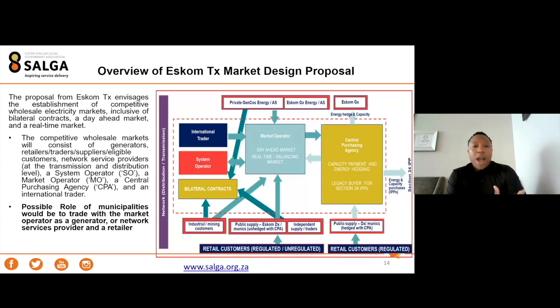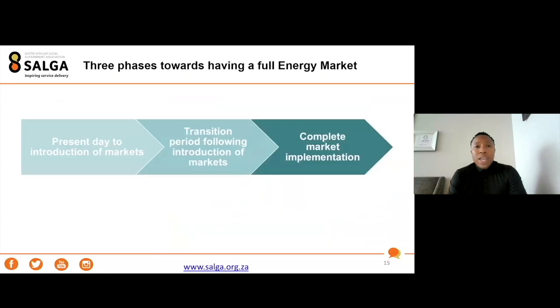And basically that, for us, already indicates where the role of municipalities could be here. That's why I posited that the possible role of municipalities would be to trade with the market operator as a generator or network services provider, as well as the retailer. So we have identified in our research three phases towards developing a full energy market.